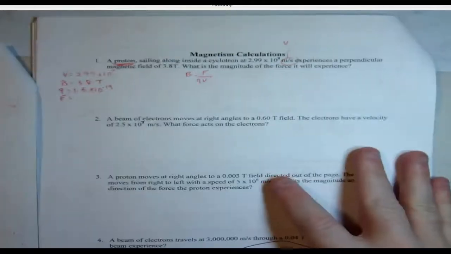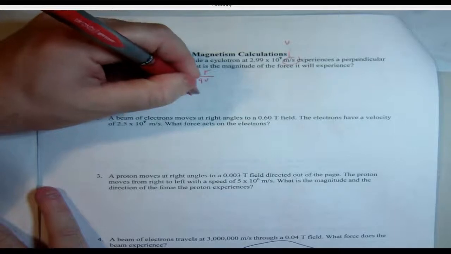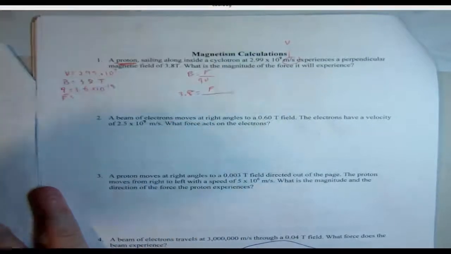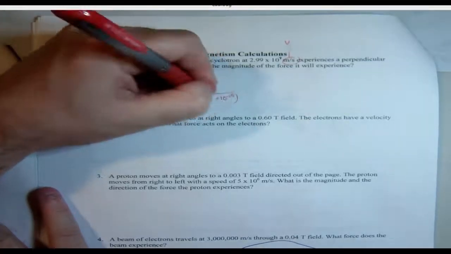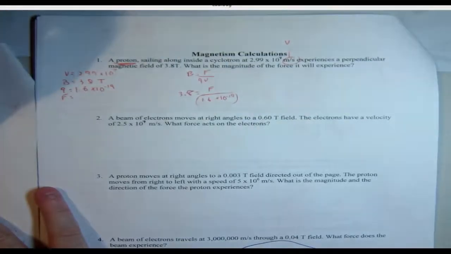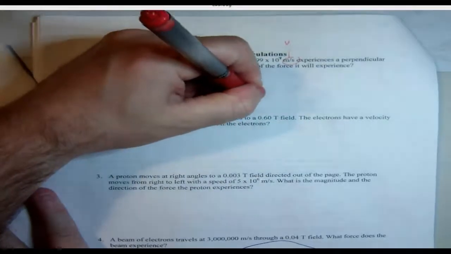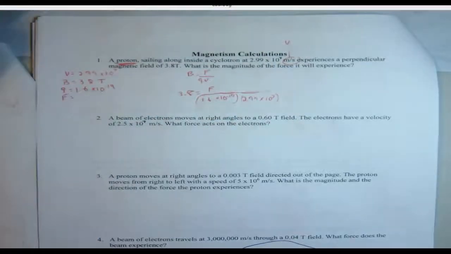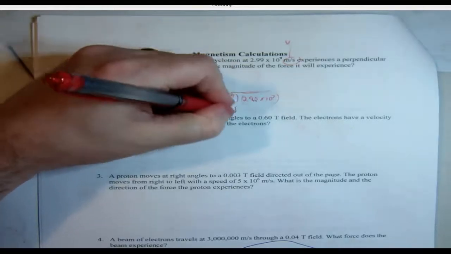So now plug it in. I mean, this is just like every other problem you've done in physics. So we got 3.8 equals force, which we don't have, over 1.6 times 10 to the minus 19. No, that's our charge. Times velocity, which is 2.99 times 10 to the 7. And that's it. So what you're going to do for this one is you are going to do this times this, and we'll call that number.